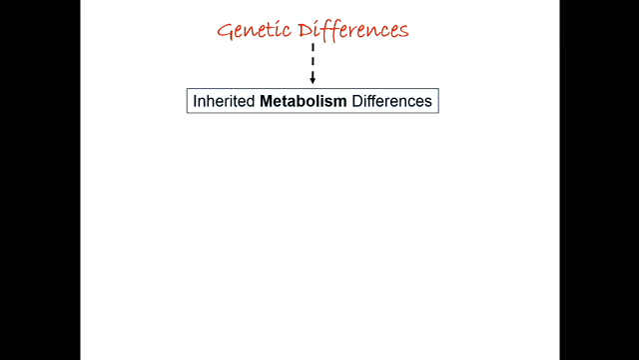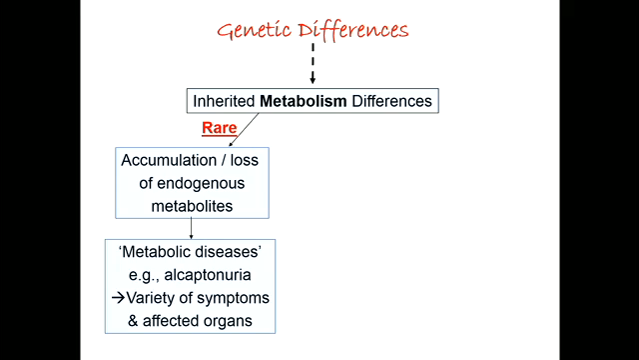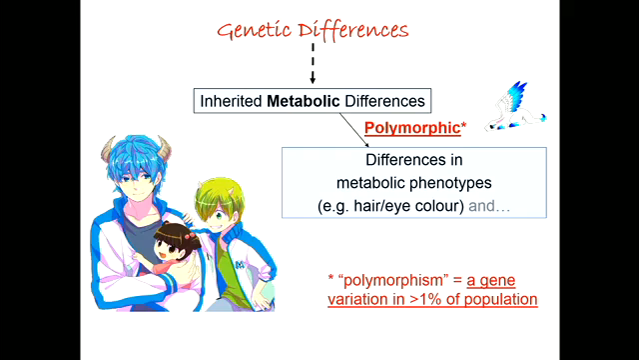So genetic differences can result in inherited differences in metabolism, and if they're rare, they can result in accumulation or loss of endogenous metabolites, such as alkaptonuria, and it can produce metabolic diseases, they're called, and some can be very serious. But they're rare. But we also carry very common mutations, polymorphisms, and they can also produce differences in our metabolism. And the classic ones are hair and eye colour that we see every day.